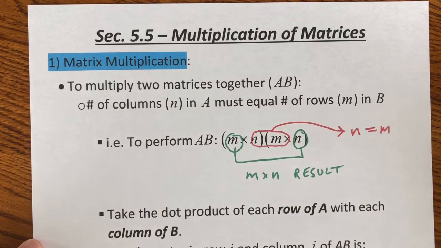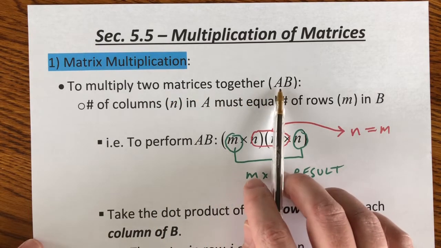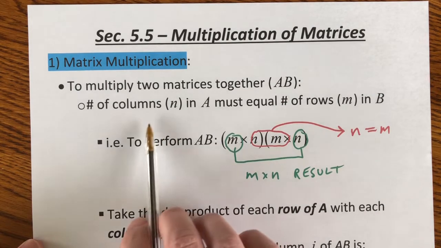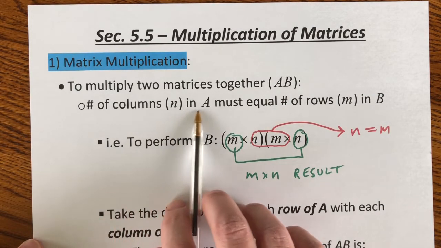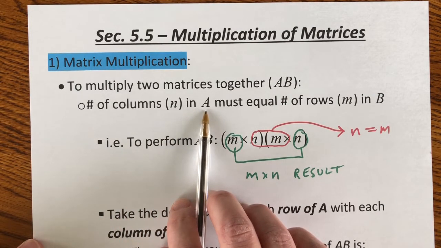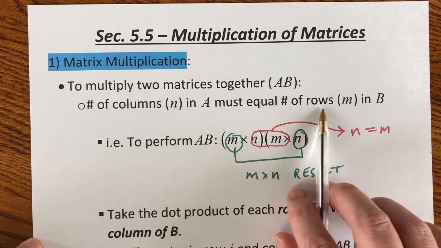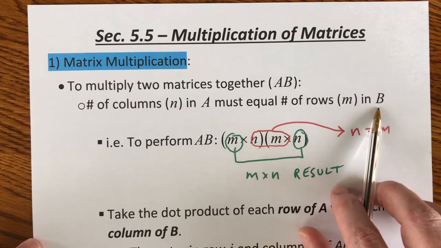Section 5.5, multiplication of matrices. In order to multiply two matrices together, we'll call the two matrices A and B. You have to have the same number of columns in the first matrix A as number of rows in the second matrix B.